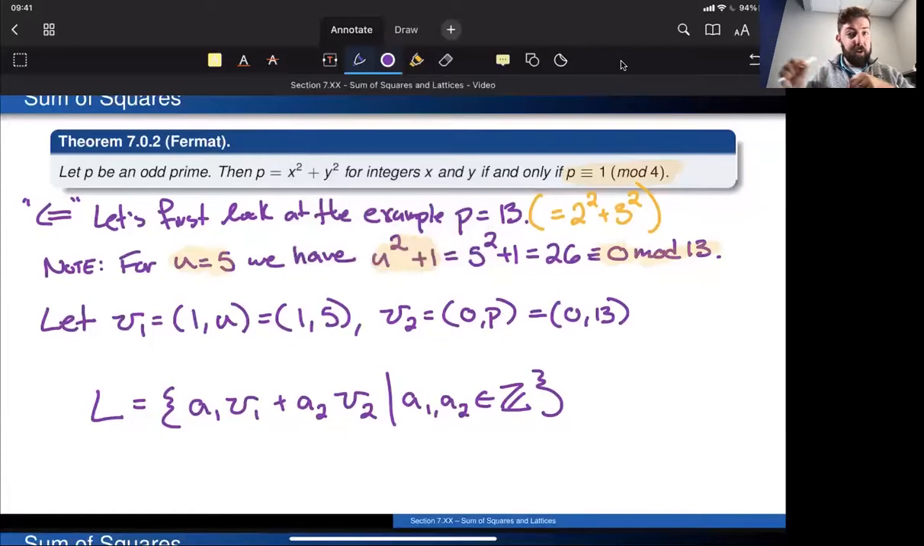So I'm going to have a vector v1, which is going to be achieved by taking always a 1 in the first argument, and then whatever that little u was in the second argument. So it's going to be this little vector 1, 5. So over 1, up 5, and then anything along that little line that has integer weights as well. The other vector is basically going to be how much I'm just going to go up in the y direction. So vector v2 is going to be 0 always in the first slot, and then my prime p in the second slot. For this example, I'm then going to see the vector 0, 13. So my lattice is then going to be any possible linear combination of those little things.